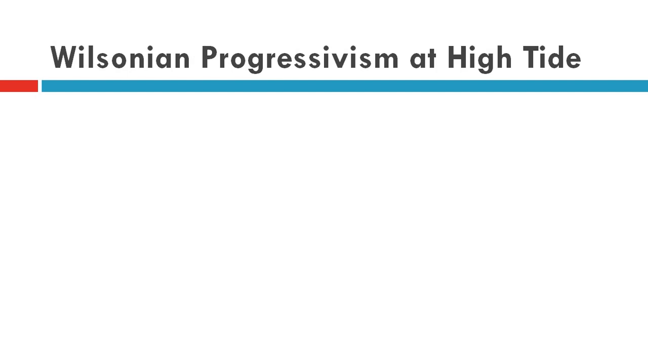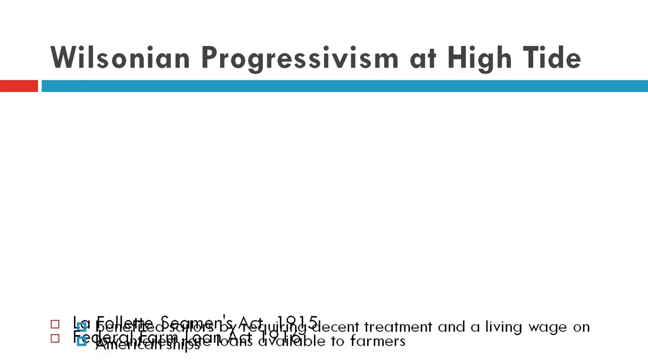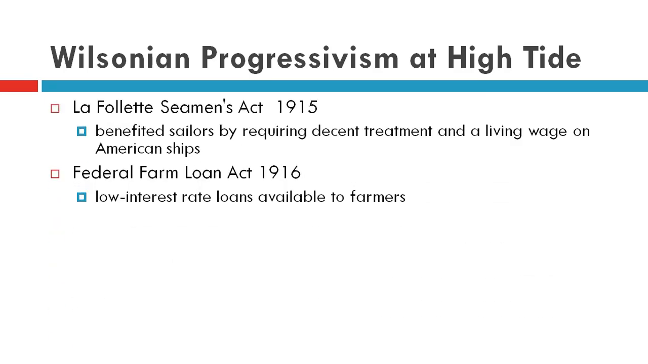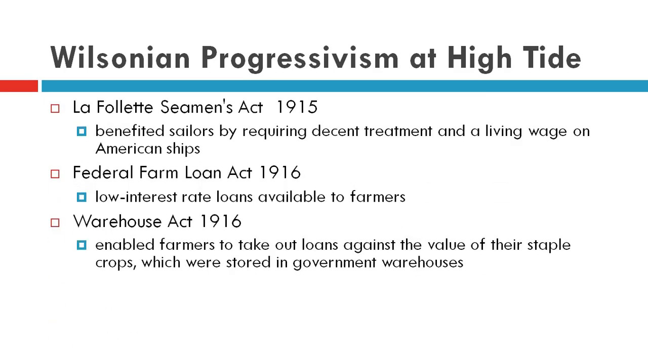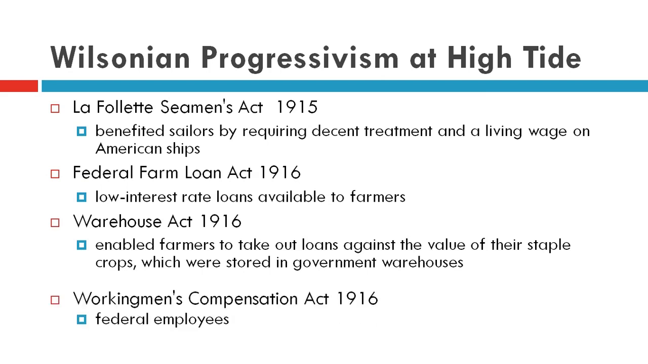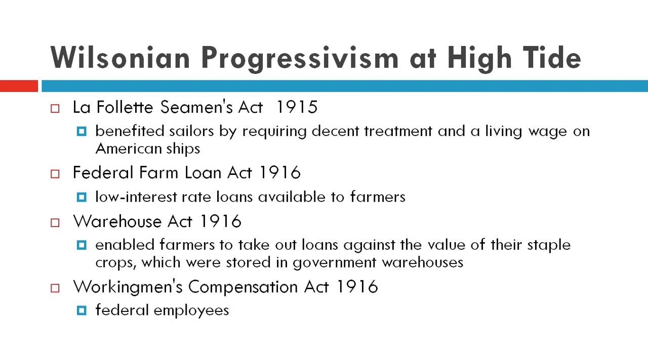Energetically scaling the triple wall of privilege, Woodrow Wilson had treated the nation to a dazzling demonstration of vigorous presidential leadership. Basically, he's quite popular for the things that he had accomplished early on, and as a result of that, he continues on with further regulation. So, La Follette Seamen's Act 1915 helps sailors. They get a decent wage and decent treatment, which actually kind of hurts prices because shippers have to pay their sailors more, so prices go up.